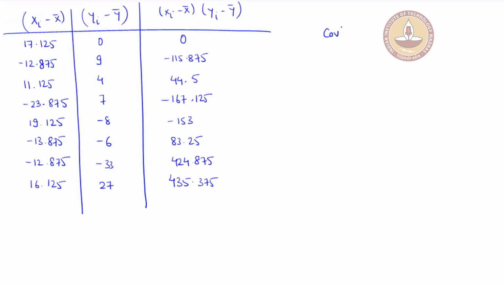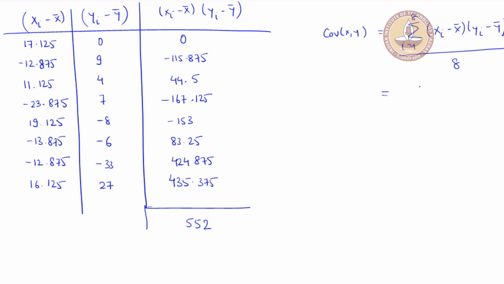Now let's calculate the covariance. So covariance of xy is the sum over the product of xi minus x bar and yi minus y bar, i varying from 1 to 8, divided by 8. So let's sum up all those numbers. You will get 552. So covariance is going to be 552 divided by 8.